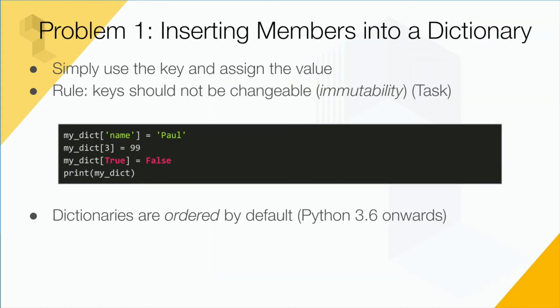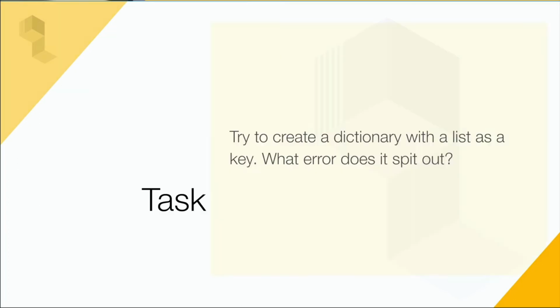As you probably realized, we have almost complete flexibility on what we can choose as keys. There are some rules to keep in mind when creating keys. The simplest being that keys should remain fixed and should be incapable of change, a property referred to as immutability. Since lists can change, they should not be used as keys. That is, lists are mutable. So here's a task for you. Try to create a dictionary with a list as a key. What error does it spit out?